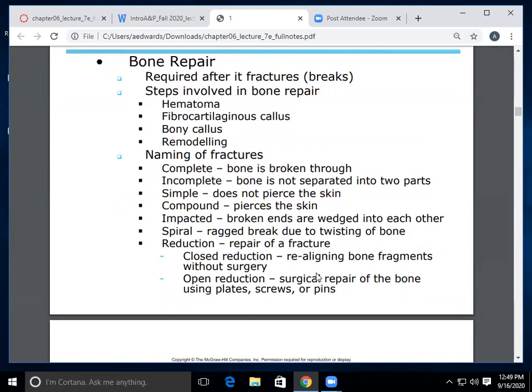All right, so how do you repair the bone? If you get a fracture or a break in the bone, you need to repair it. First step is you get what we call a hematoma, okay, a rush of blood to that area. Then you form what we call a callus, and it's basically a bunch of fibrocartilage that goes over there. And that cartilage turns into bone, becomes a bony callus. Then you start getting more remodeling, okay? So that building up and breaking down.